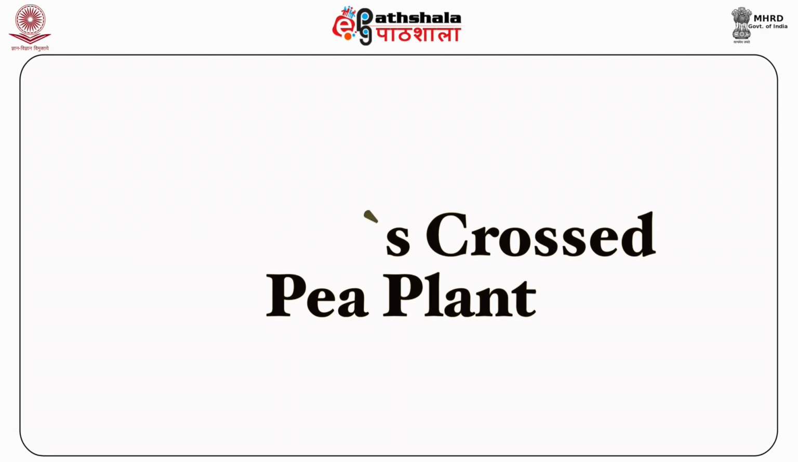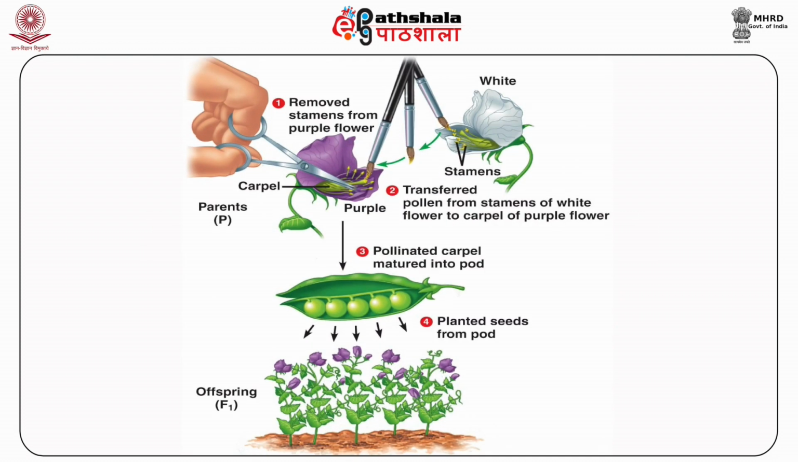Mendel's crossed pea plant: the diagrammatic representation of Mendel's experiment. At first, he removed the stamens of the pea plant bearing purple flowers, then transferred the sperm-bearing pollen from the stamens of the white flower to the egg-bearing carpel of the purple flower. Then the pollinated carpel matured into a pod. Then he planted seeds from the pod. He observed that in the first generation all the offspring were purple.